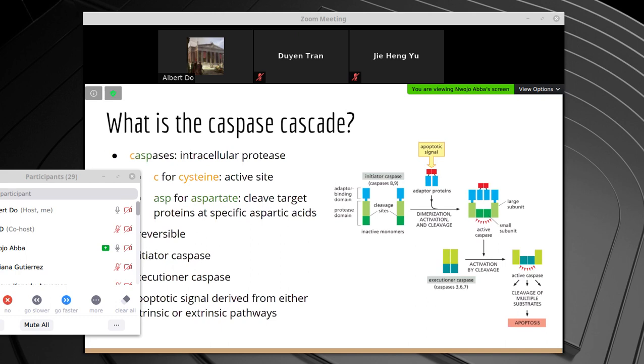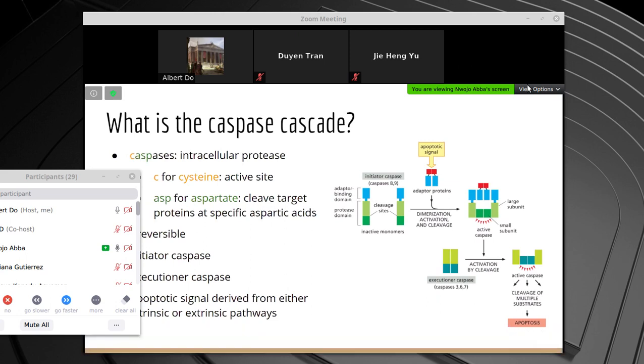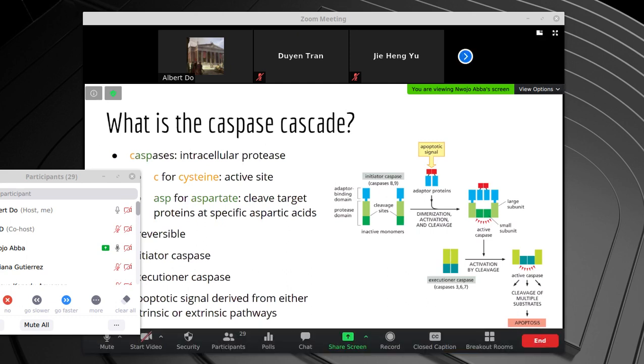The caspase name is derived from key amino acids found within that protein. For example, C standing for cysteine, which is the amino acid found in its active site, as well as aspartate, which is the target amino acid that is cleaved during apoptosis. This cascade is irreversible, meaning that once it starts, it cannot turn back. And there are two major classes of caspases: the initiator caspase and the executioner caspase.